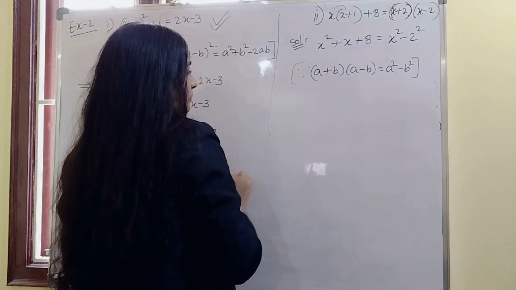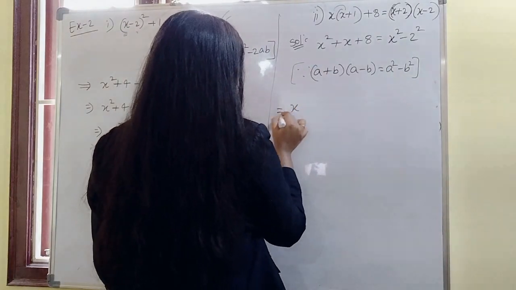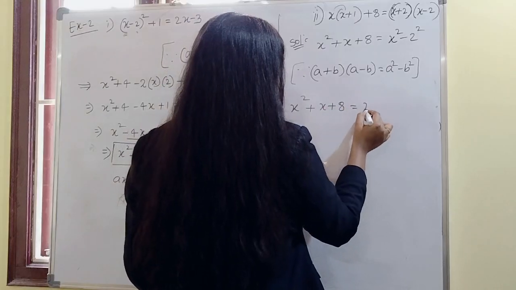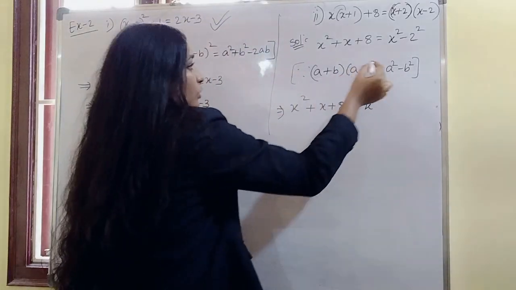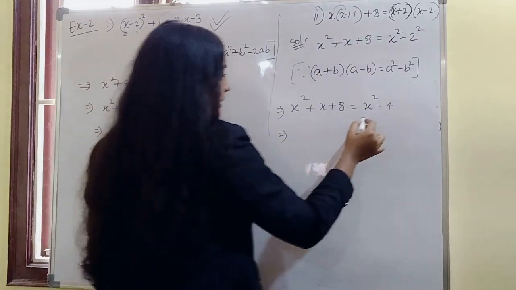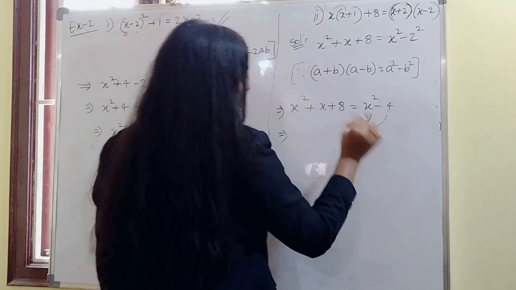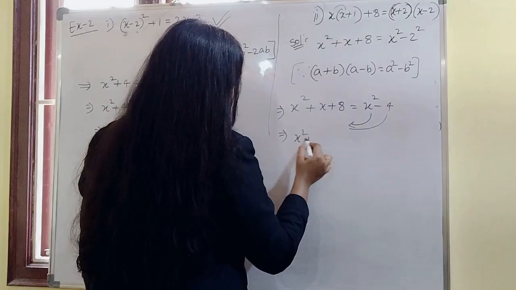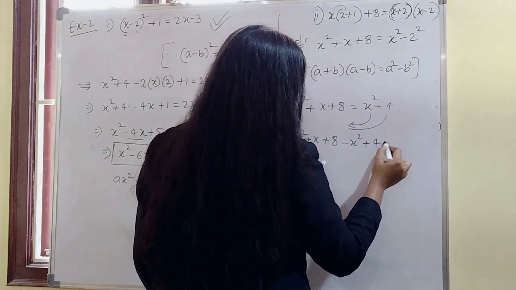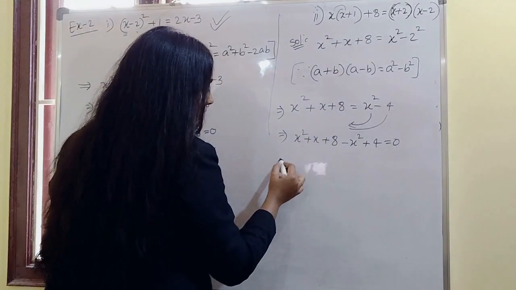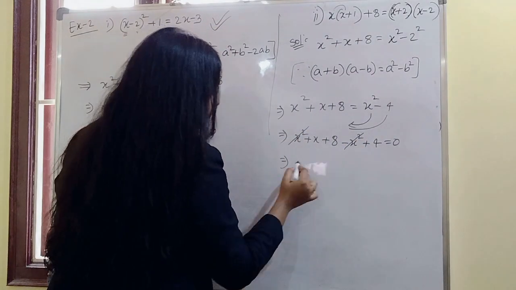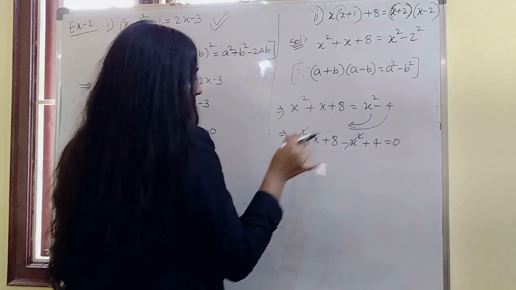Is it clear? So now x square plus x plus 8 is equal to x square minus 2 square, that is 4. Okay, now I am sending these two terms to this side. X square plus x plus 8 minus x square plus 4 is equal to 0. And here see, plus x square minus x square get cancelled. And what is the remaining thing?